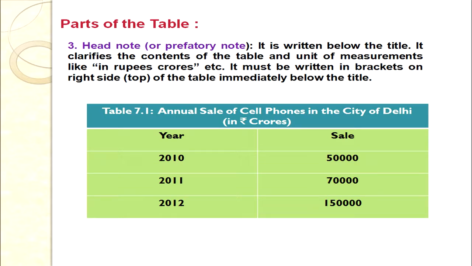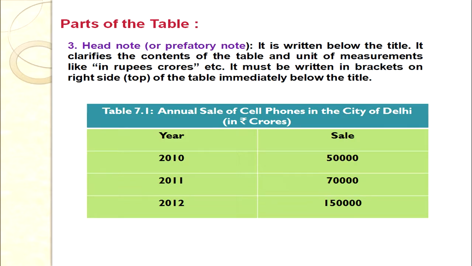Now, what is the purpose of writing a head note? As we can see, it clarifies the content of the table and gives units of measurement. Like in this example, we have written in rupees crores. So, it must be written in brackets on the right hand side top of the table, just immediately below the title. So, we have to learn how to write head note also.